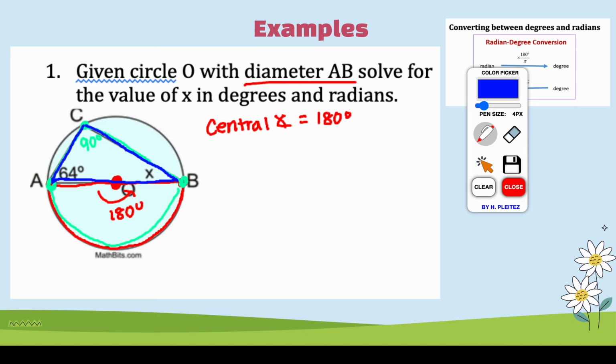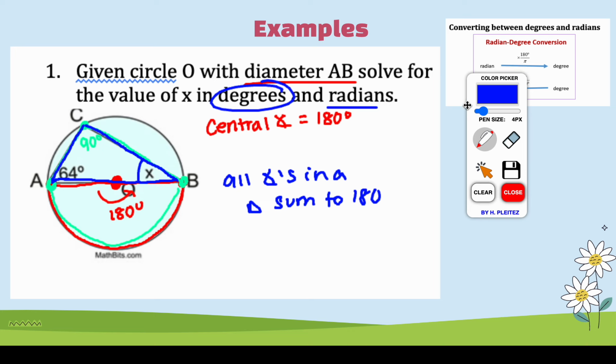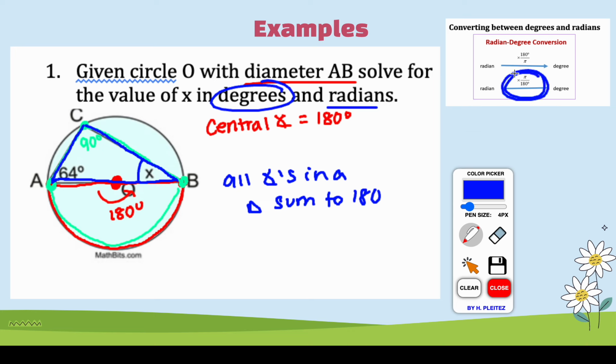I see that blue triangle right there. We know all angles in a triangle sum to 180, and we can use that to help us find what X is, right? And then once you have it in degrees, to find your radian conversion, you want to just multiply your angle by pi over 180 and simplify that, and that would be your measurement in radians.